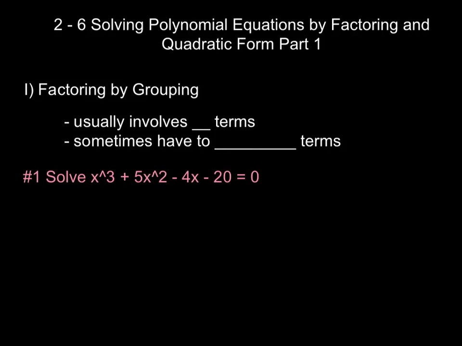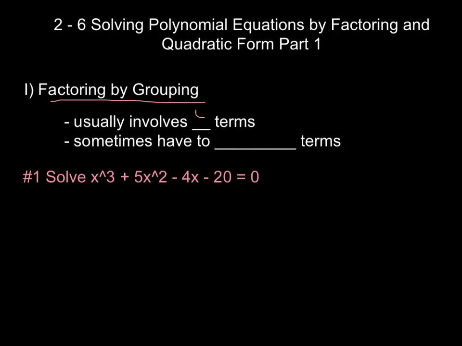We're ready for Section 6 of Chapter 2. Section 6 is all about solving polynomial equations using factoring in quadratic form. This is just part 1. We're going to do a lot of examples. First method I'm going to show you is factoring by grouping.